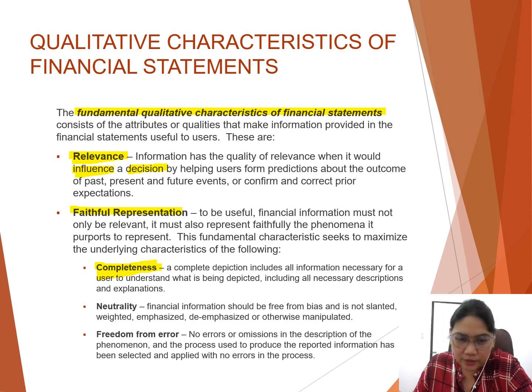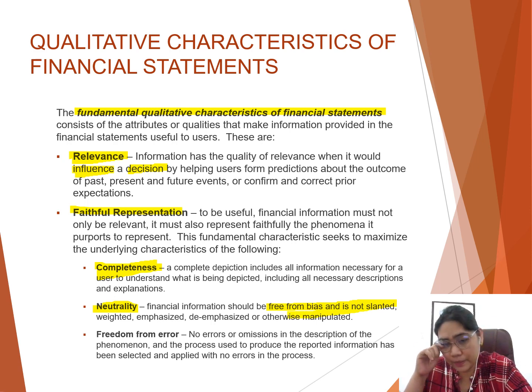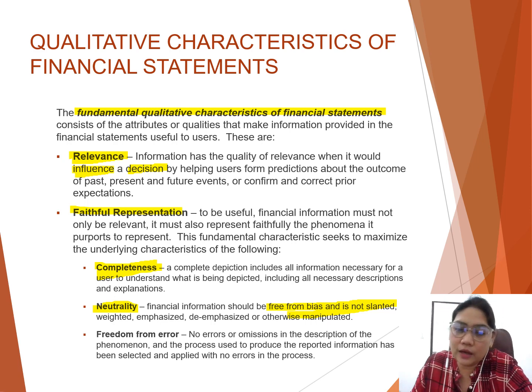And then the other one is neutrality. When we say neutrality, it is free from bias and is not slanted. Okay? So, dapat wala kang kinikilingan. Kumbaga sa balita, dapat kung ano talaga yung balita, yun lang yung sasabihin mo. Huwag ka nang magdagdag pa para maging pabor dun sa isang side. Ganon din yung information na dapat ibigay ng accounting. It should be free from bias and it should not be slanted.